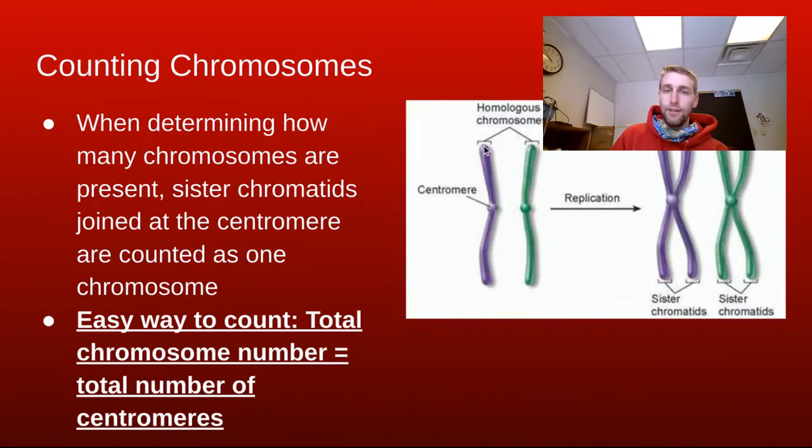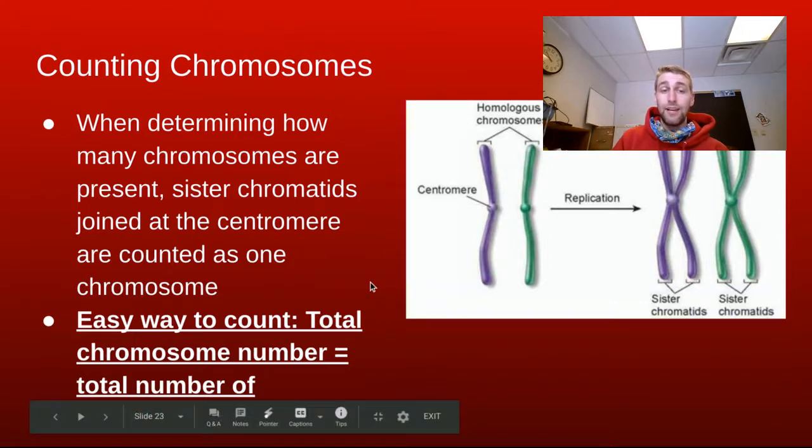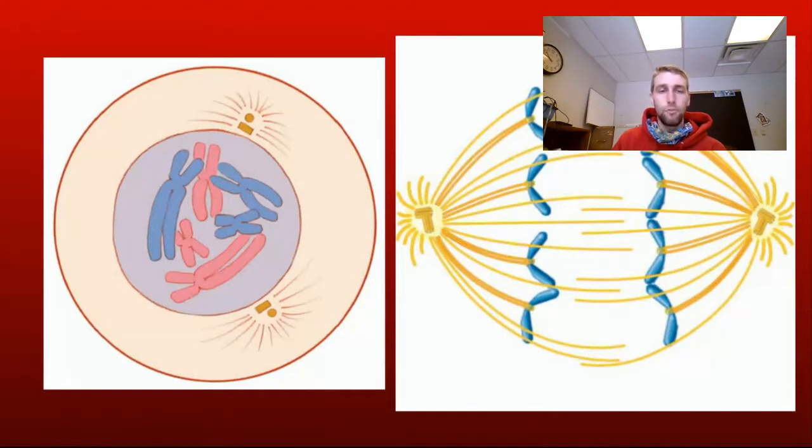Here's another example. So these are unreplicated chromosomes. This is 2 chromosomes on the left. This is 2 chromosomes on the right. We call them homologous. That's just a fancy term for copies of the same chromosome. And if you count centromeres, you'll see that you only have 2 centromeres over here. And like I said, the best way to tell how many chromosomes you have is to count the total number of centromeres.